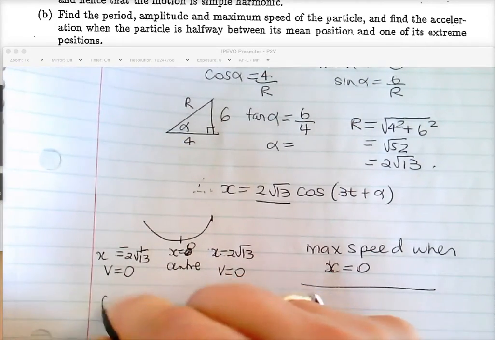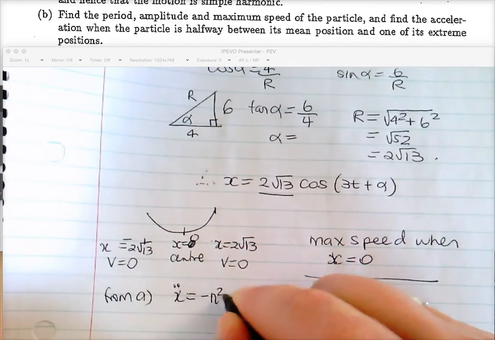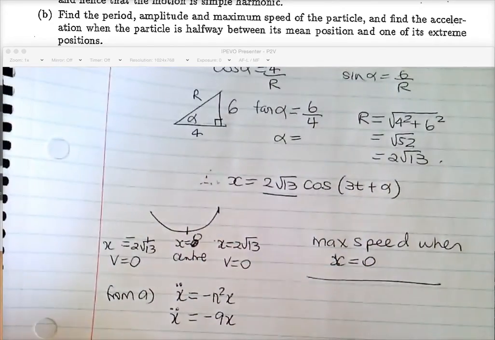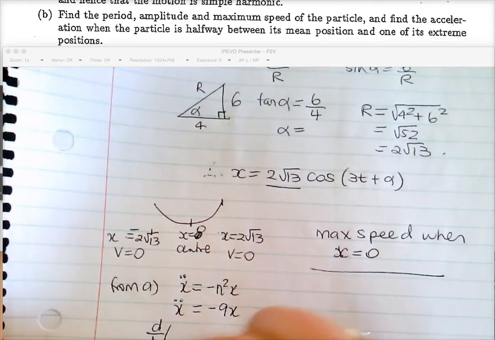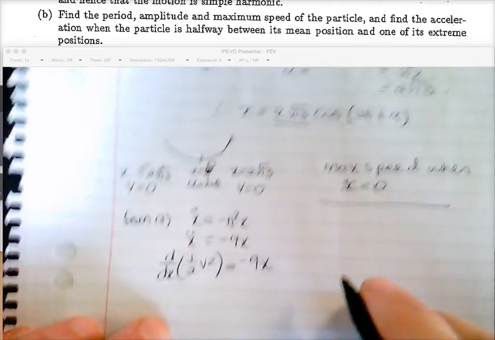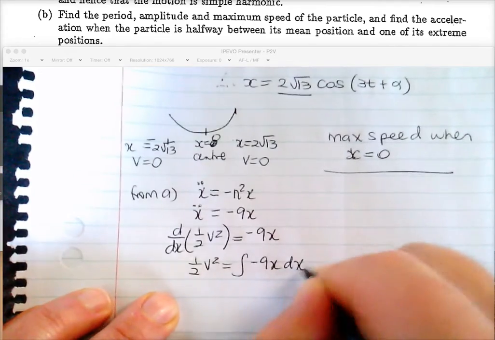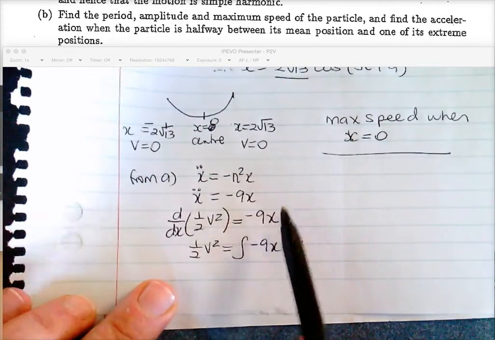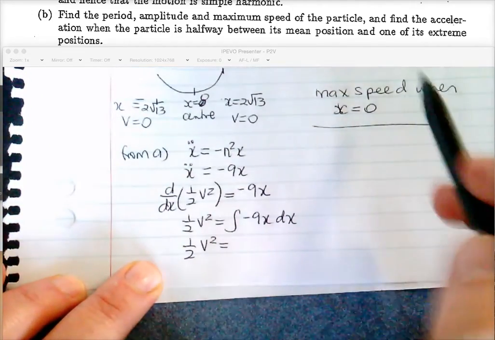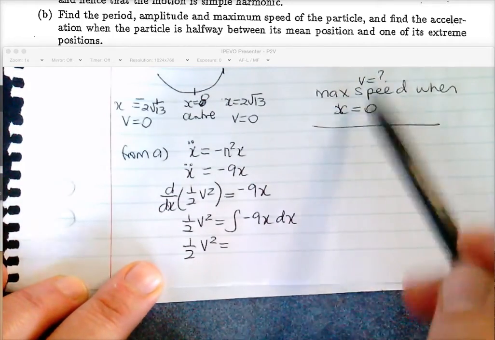From part A, we know that acceleration is negative n squared x, or negative 9x. Do you remember we got that from part A? So now we can do d by dx of a half v squared is negative 9x. Therefore a half v squared is the integral of negative 9x dx. If you differentiate that, you get that. If you integrate that, you get that. So girls, you know why we're doing this? Because we want a relationship between v and x.